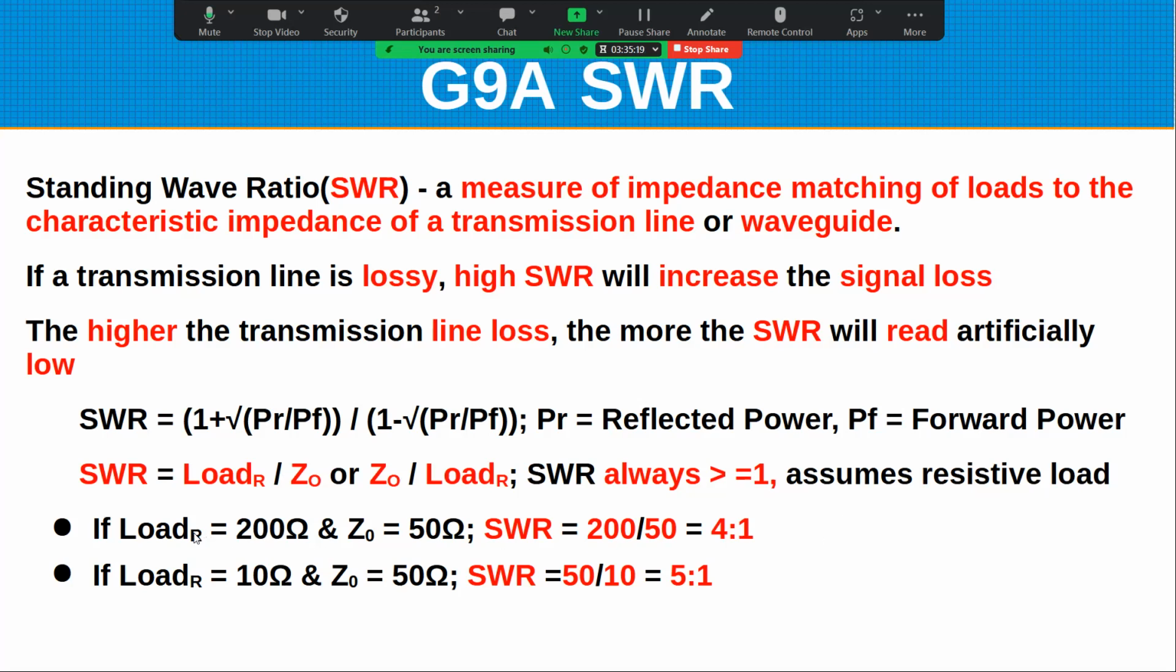Couple examples. If the load resistance was 200 ohms and you've got a 50 ohm transmission line, your SWR is going to just be that ratio of 4-to-1. If you had a very low impedance load, you still take the higher number in the ratio, because it's always going to be a ratio of greater than 1, either 4-to-1 or 5-to-1, depending on whether the resistance is higher or lower.